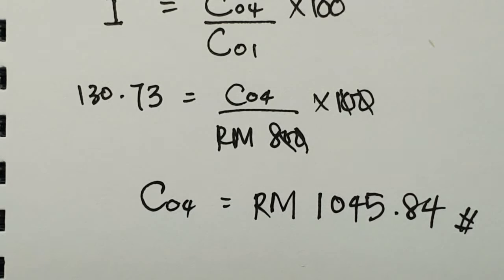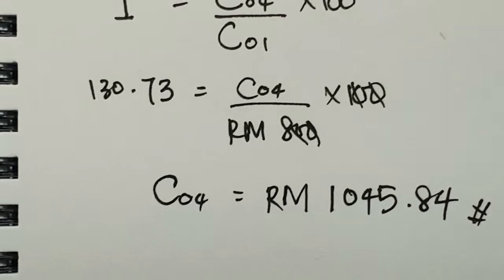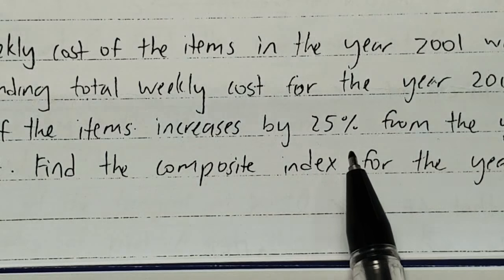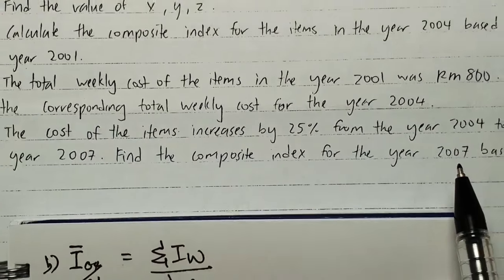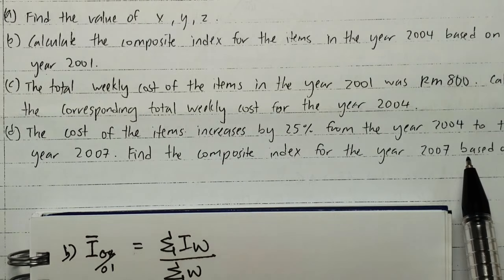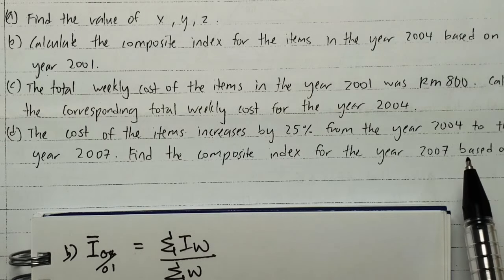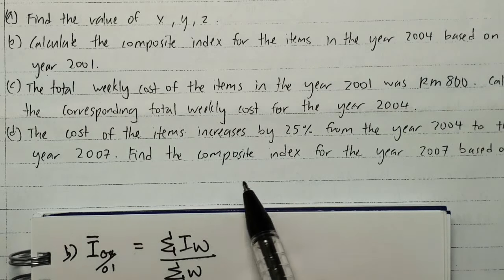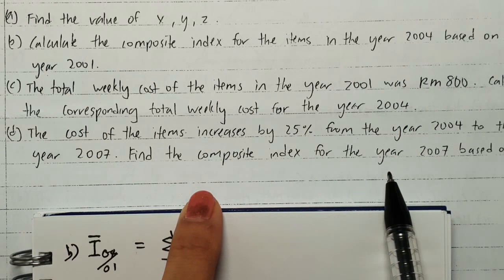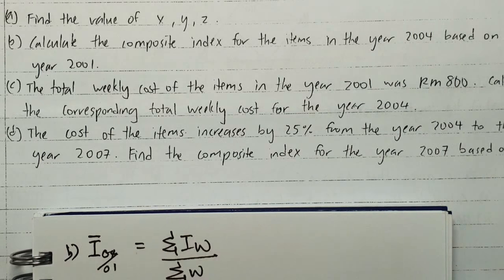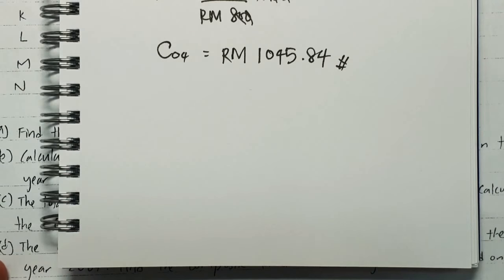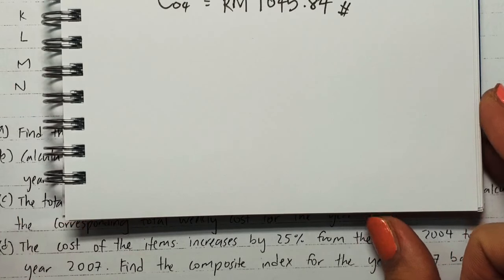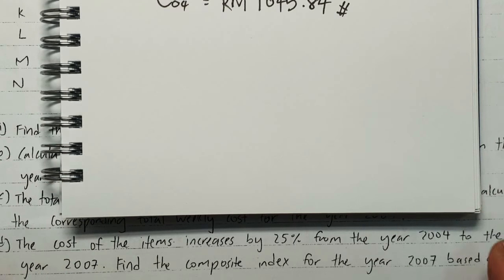Okay, so that is part C, the application of the composite index. Last part, the total cost of the items increased by 25% from the year 2004 to the year 2007. So there are 3 years involved over here. So we need to find a composite index for the year 2007 based on year 2001. So let's put this into our diagram, and that diagram will help us to solve. All right. So the cost increased by 25%.